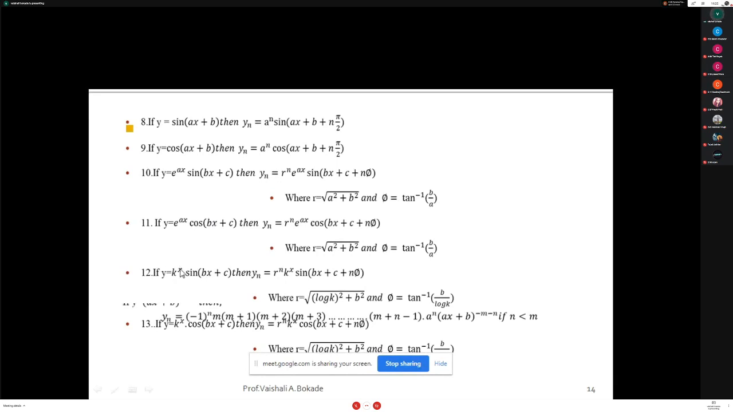In place of e raised to x, when I'm having k raised to x, simply apply the same formula. Only in r raised to n, e raised to x, sine of bx plus c plus n phi, what you are going to change is a, which is equal to log k. Just go for replacing a is equal to log k. The similar formula as for e raised to x into sine, the same formula you will apply for k raised to x into sine, and the same formula for e raised to x into cos. Similar types of formula you will apply here. So that way you have to apply formulae for finding the nth derivative for the function.